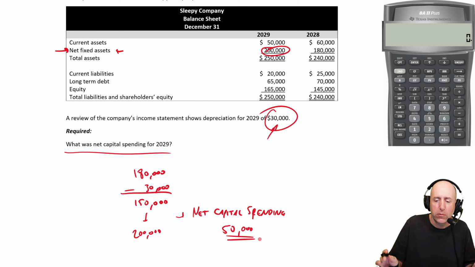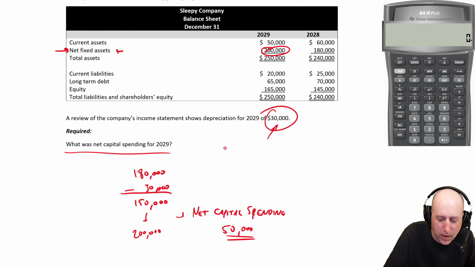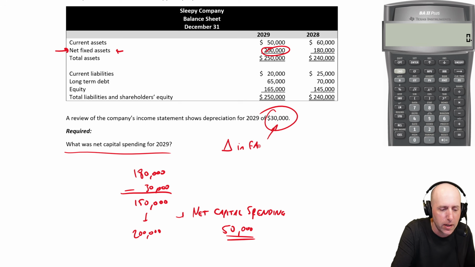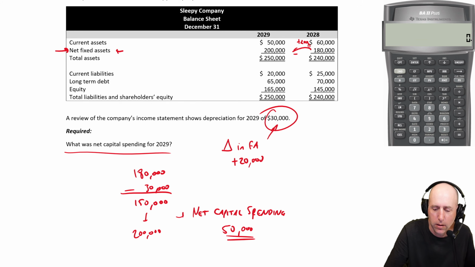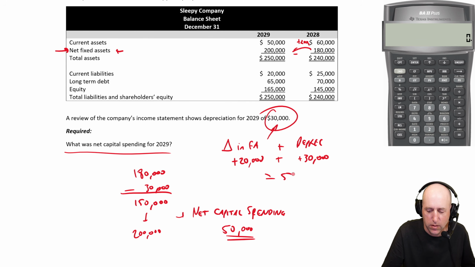When I read textbooks, they often will give a formula here. I don't think the formula is as useful, but maybe it'll be useful for you. So here we go. Here's how you solve it by formula. You say change in net fixed assets. So the change in net fixed assets was plus $20,000, right? It went from 180 to 200. That's plus 20. Plus depreciation. That's the formula. So 20 plus 30 is 50. Okay, so we got it both ways.